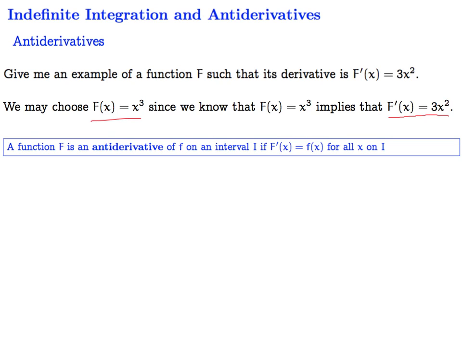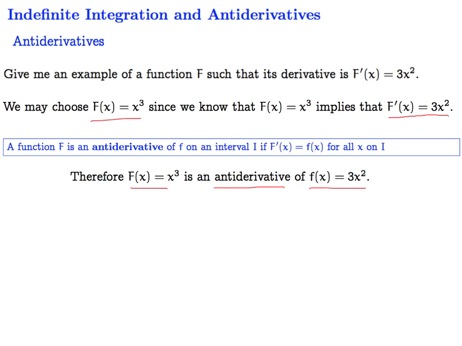And so generally we're going to say a function F is an antiderivative of a function f on an interval if the derivative of F is equal to the function f of x. So therefore in our case we can say the function F of x equals x cubed is an antiderivative of 3x squared, since the derivative of x cubed is 3x squared.